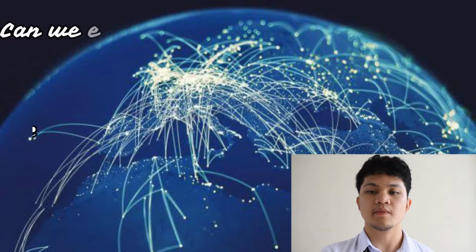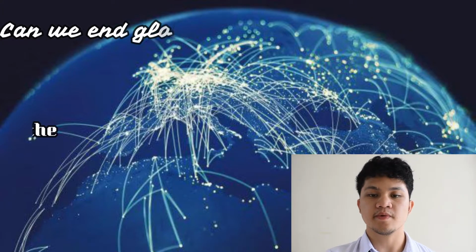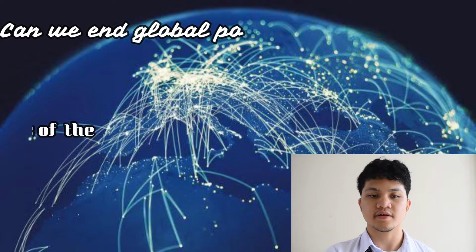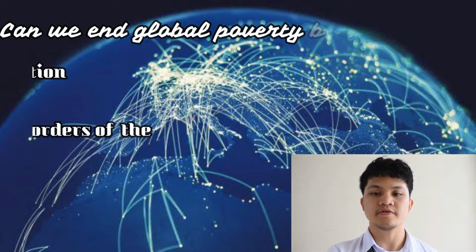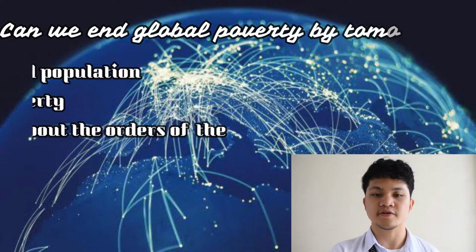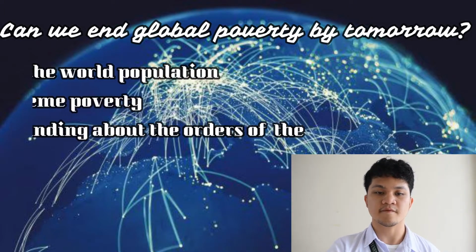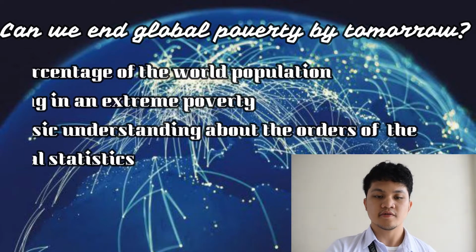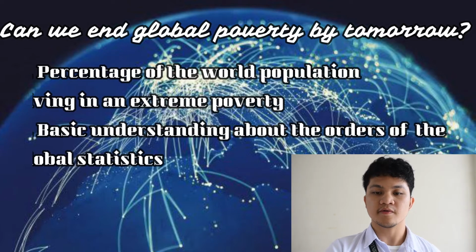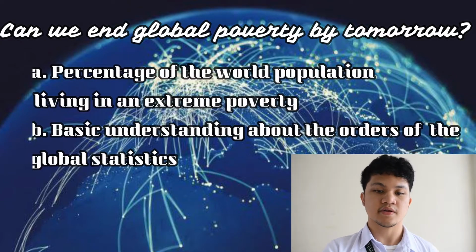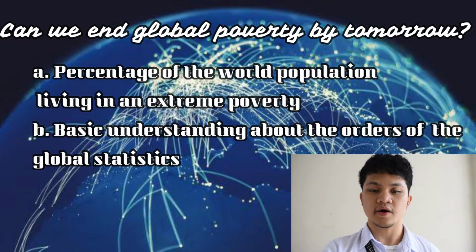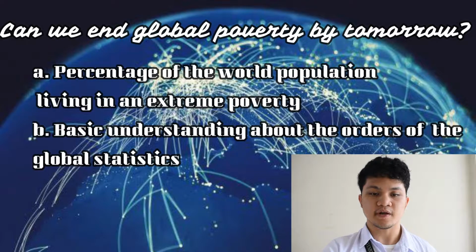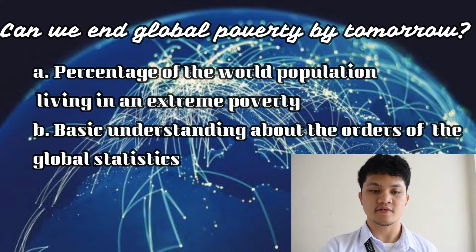Can we end global poverty by tomorrow? How many people are still living in extreme poverty? Let's start with the good news: the percentage of the world population living in extreme poverty has been falling for almost 2 centuries. In the 1820s, 84% of the world population lived in extreme poverty. By 1981, this had fallen to 44%. And last year, it finally dropped below 10%.